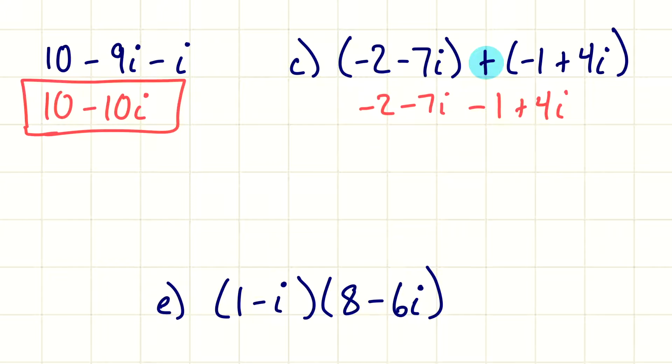I'm going to combine like terms. So we have a negative 2 and a negative 1, and we have a negative 7i and a plus 4i. So that's going to be a negative 3 with the real numbers, and with the imaginary, it's going to be a negative 3i.